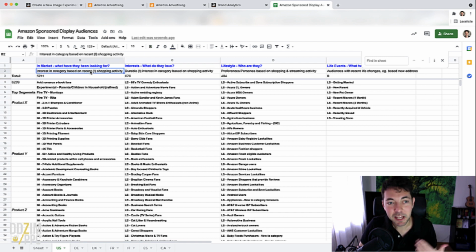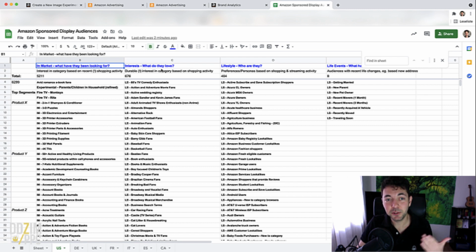In-market is basically what have they been looking for recently. So the word recent is the important word in their explanation, I think. Just keep that in mind, and I would definitely split out those different segments in your campaign structures, whatever you're targeting. Have one campaign for in-market, for example, and then target those different relevant audiences.